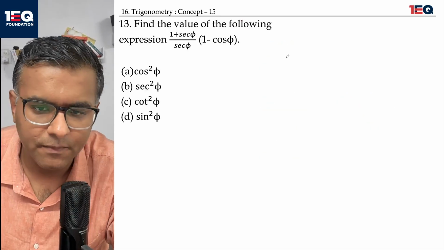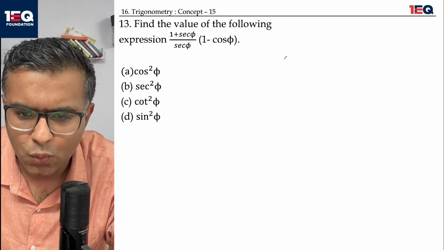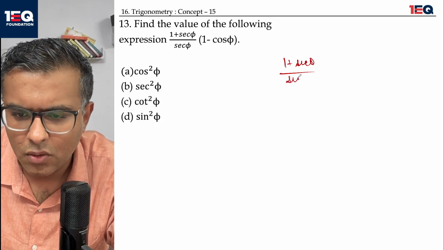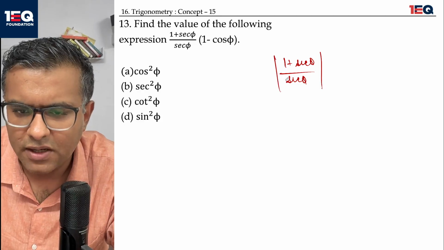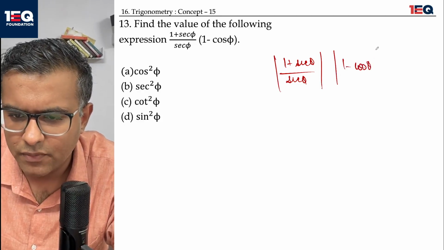Let's move forward. Now I need to find out the value of the following expression. I have 1 plus sec theta whole over sec theta multiplied by 1 minus cos theta. Okay.